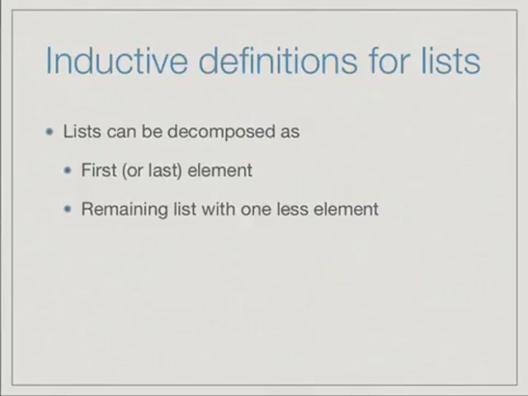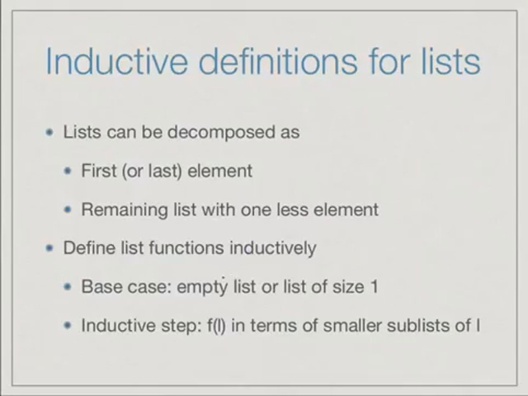But conversely, we can say that given a list, we can decompose it by taking, say, the first element and looking at that first element and the remaining list after removing the first element, which has one less element. So this gives us our induction. We have a smaller structure on which we can try to express a function, and then we can combine it with the first element to get the value for the larger thing. So we will have a base case where the function is defined either for the empty list or for a simple list of size 1. And in the inductive step, f of L will be defined in terms of smaller sublists of L.